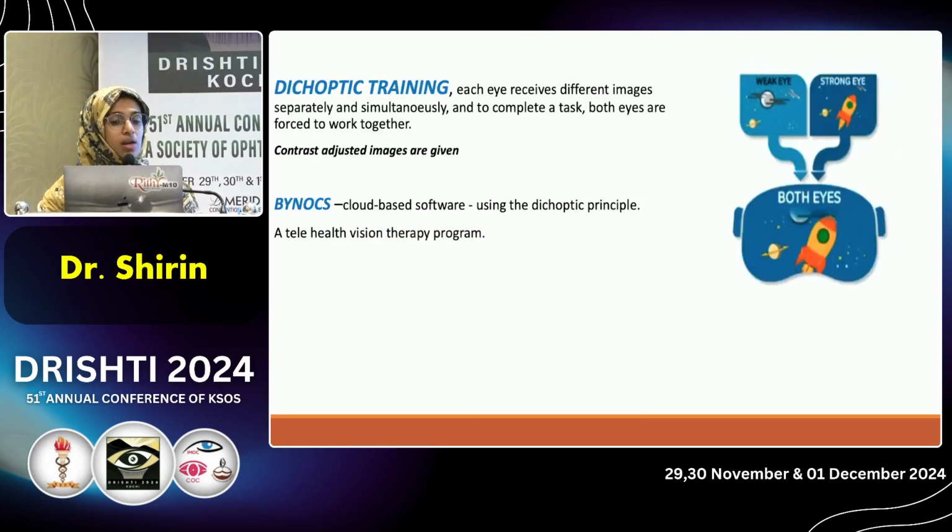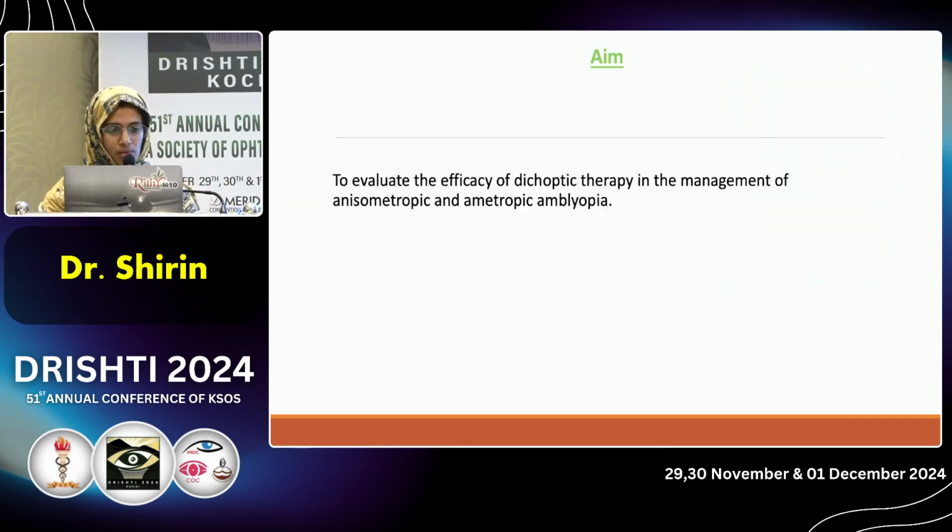research interest. Dichoptic training: in this, each eye receives a different stimulus separately and simultaneously, and to complete a task both eyes are forced to work together. Here contrast-adjusted images are given. The better eye receives an image with less contrast and the amblyopic eye receives an image with strong contrast. Binocs is cloud-based software using the dichoptic principle, used for the diagnosis and management of amblyopia. It can also be used as a telehealth vision therapy program.